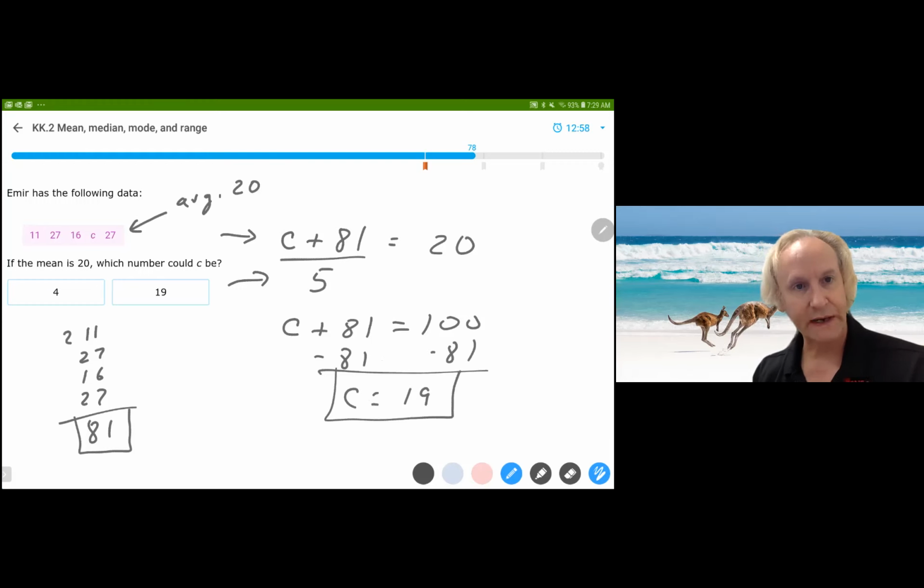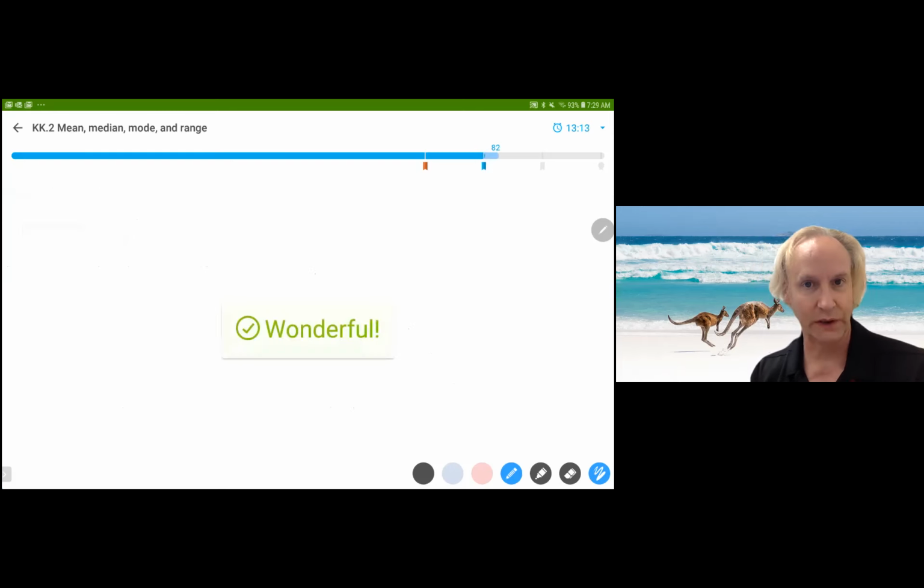I prefer the algebraic method. Now, what some people are going to do is they're just going to add it together with 4 and see if that gives them the right average. And then they'll find out it doesn't work, and then they'll try the 19. Or worse yet, they'll just simply choose it because the 4 didn't work.